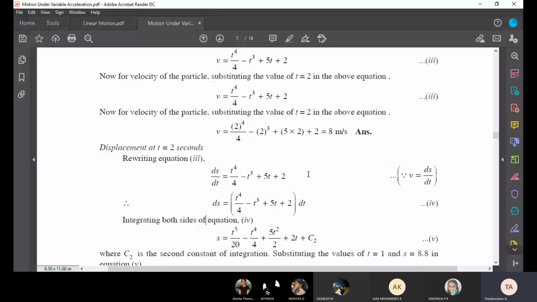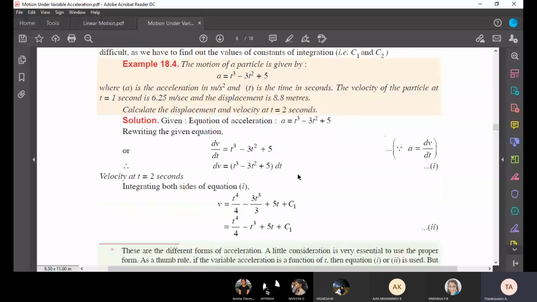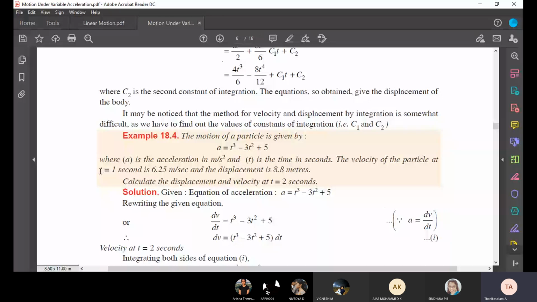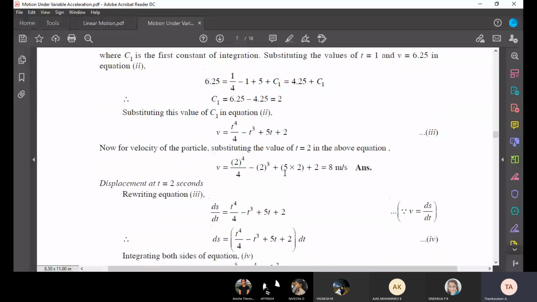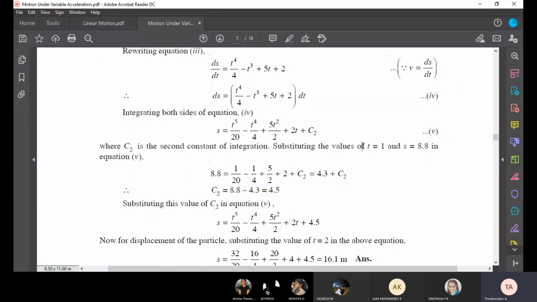Now the boundary condition. What is the boundary condition? The first condition given in the question: when t equals 1 second, the distance is 8.8 meters. Now applying the given first boundary condition, when t equals 1, s equals 8.8 meters. So apply it here: s equals 8.8, and t equals 1.